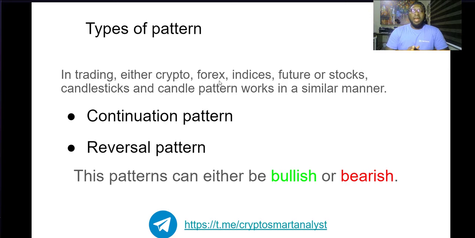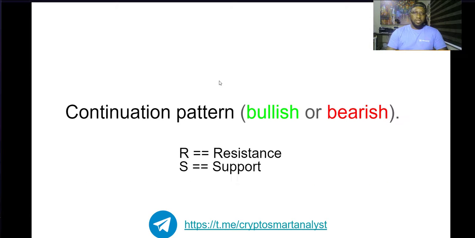Like I said, we have continuation patterns and reversal patterns. These patterns can either be bullish or bearish: continuation patterns can be bullish or bearish, and reversal patterns can also be bullish or bearish. We're going to start with continuation patterns. In the explanations, R indicates resistance and S indicates support.